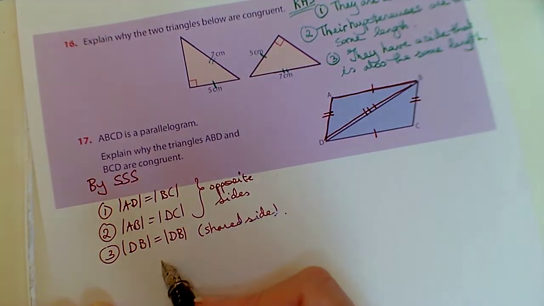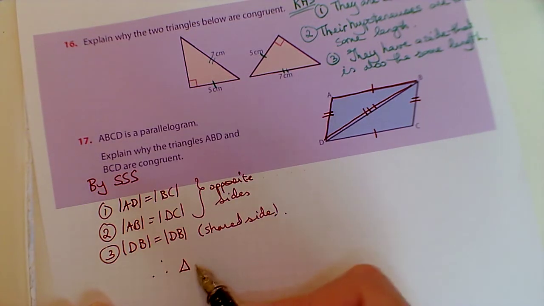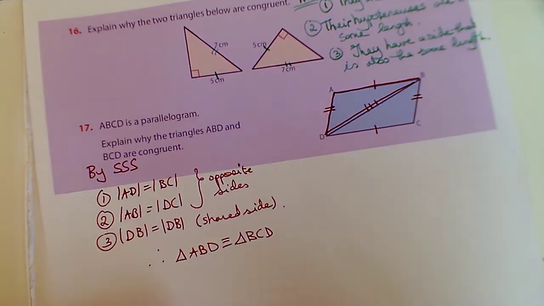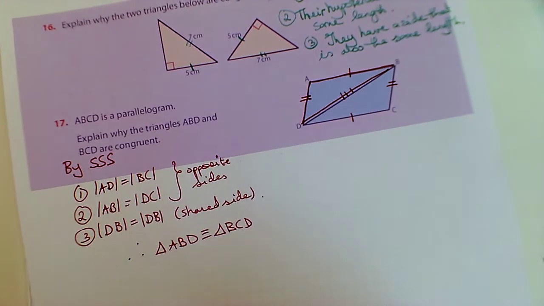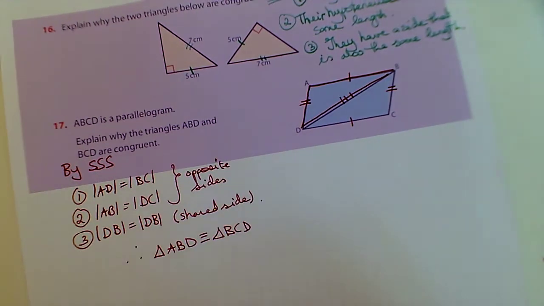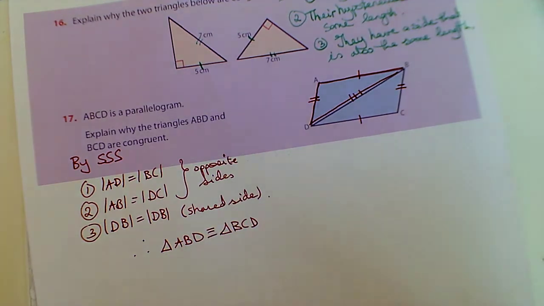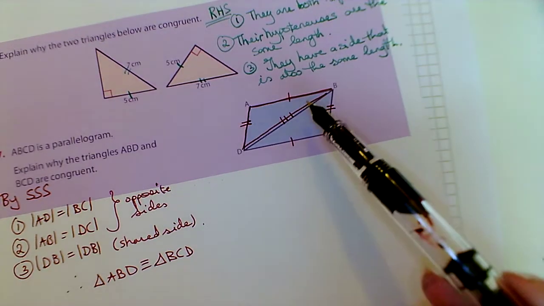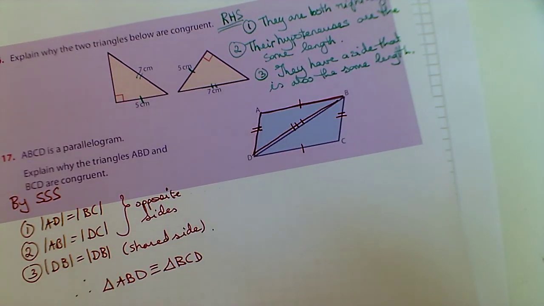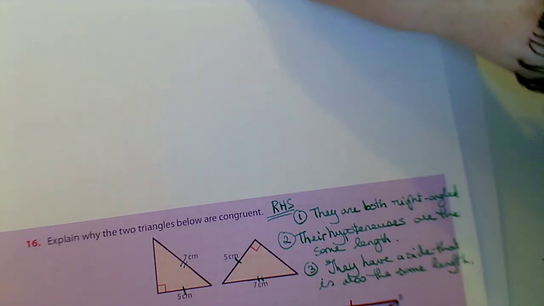So that's why the triangles ABD and BCD are congruent. And there's our explanation. Do you have to write it down mathematically? No, you can write it down in sentences, but it's usually quicker to write it down mathematically like this. You definitely get marks for work shown on the diagram as well with these. Okay, let me know if you have any questions about that, and we'll move on to the next part of geometry now.